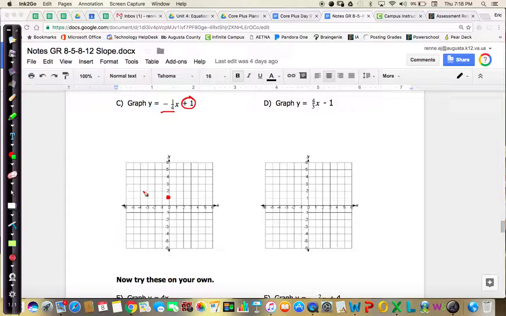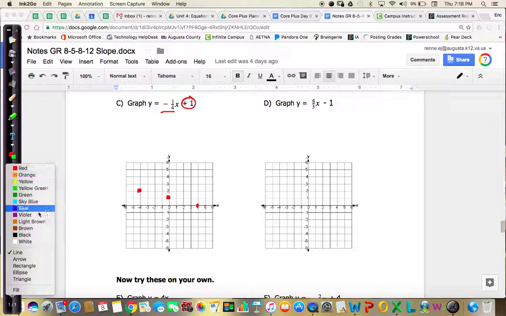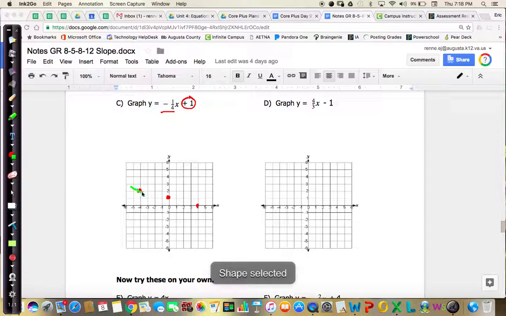So 1, 2, 3, 4. And I can't go any further this way without going off the graph. So I'm going to stop there and go back to the y-intercept. I'm going to go down -1. So now to maintain a negative slope, I have to go right +4. And I can't go any further that way. So I'm going to connect my points and draw arrows on the ends to represent a line. And I'm going to circle the y-intercept and notice 1 and 1.